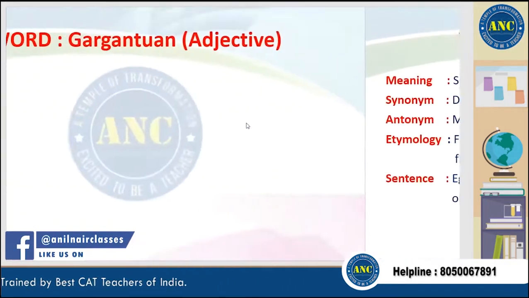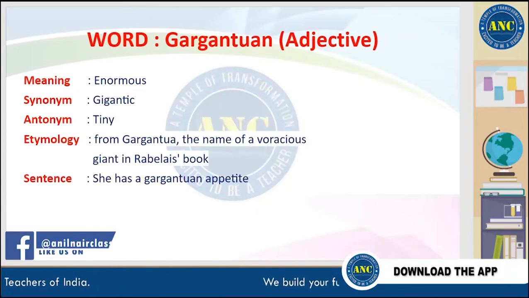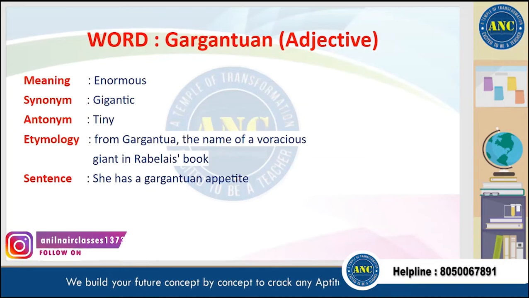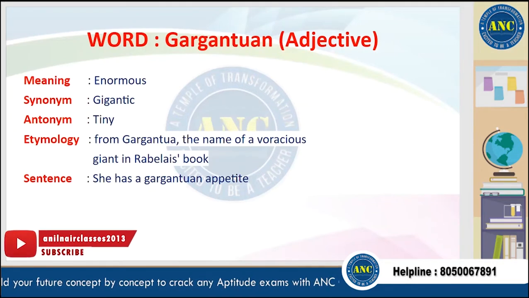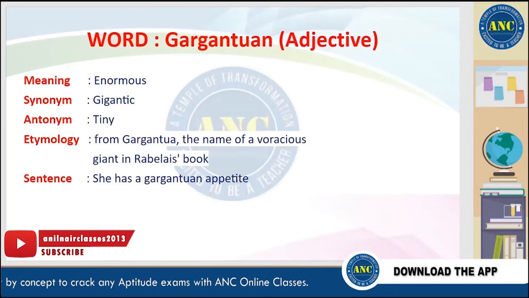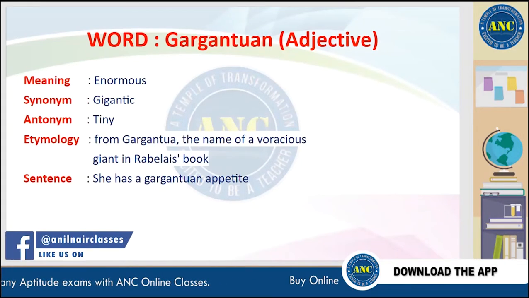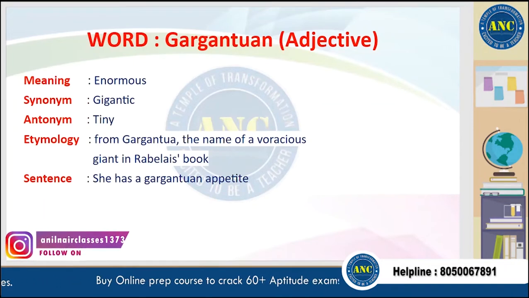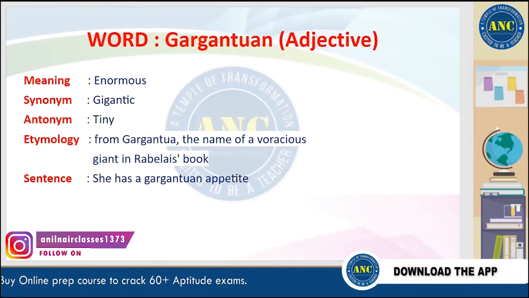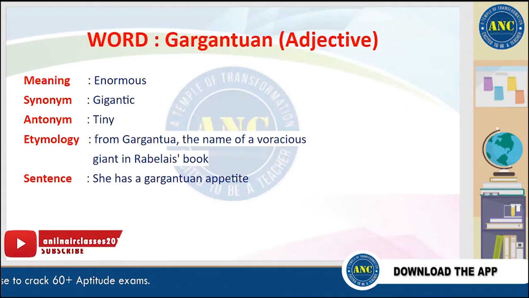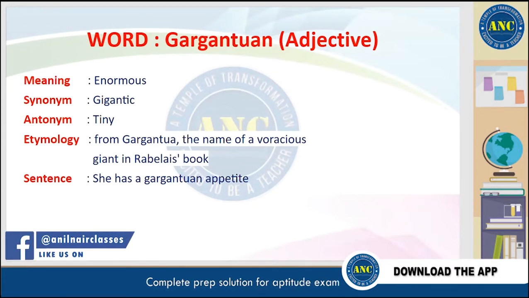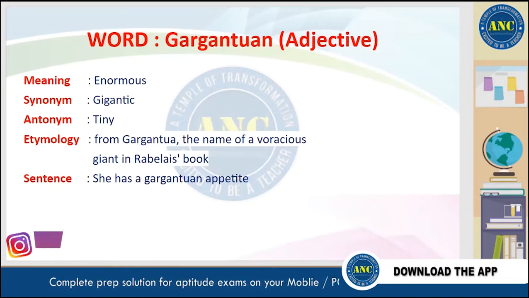Moving on to the next word, gargantuan. Gargantuan means enormous, gigantic, just huge. An antonym is tiny, minuscule, right? Etymology is from Gargantua, which is the name of a voracious giant in Rabelais' book. A sentence you can use to remember is, she has a gargantuan appetite. For me, especially being a foodie, this is something I can definitely remember.